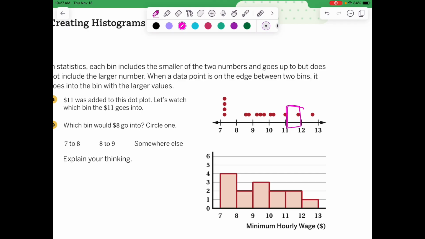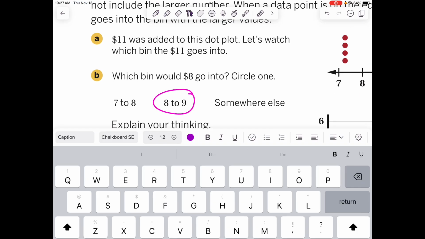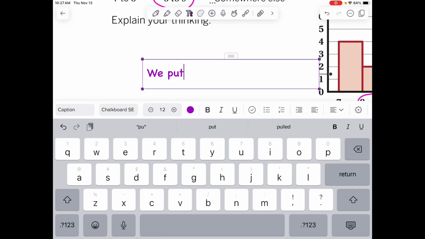Okay, so now if we take a look at letter B, it's asking which bin would 8 go into? Well, 8 would not go into 7 and 8 because we put it in the bigger bin, so 8 would go into 8 and 9. And our reasoning is because we put it in the bigger bin.